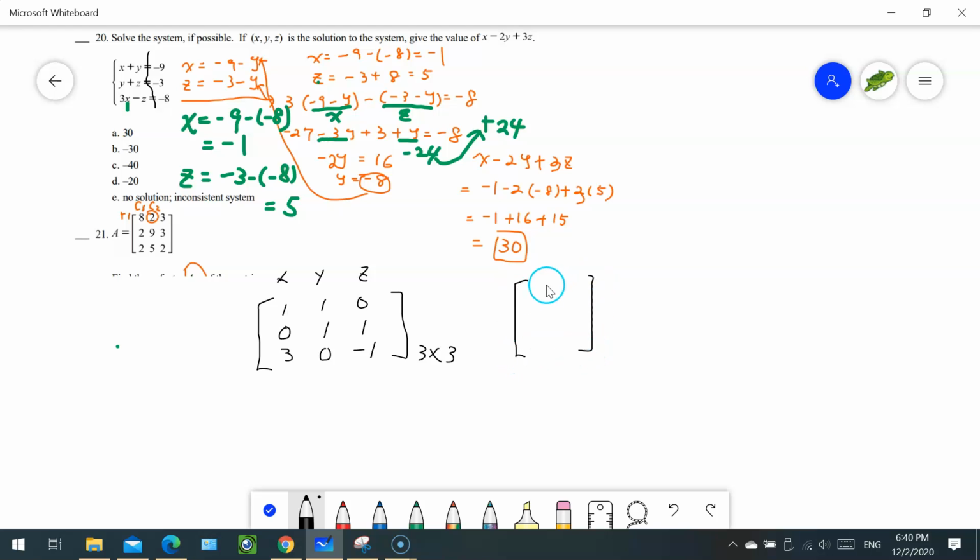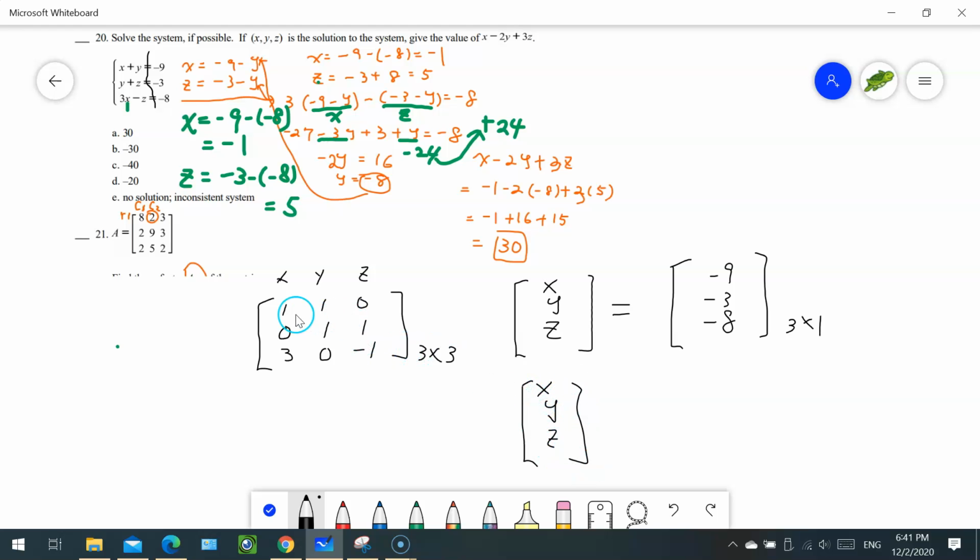Now, the idea is we use the coefficient numbers here to multiply with these three unknowns x, y, z. And then it equals the right-hand side solution, which is -9, -3, and -8. Your right-hand side solution is a 3 by 1 matrix. Now we want to solve for x, y, z in the end.